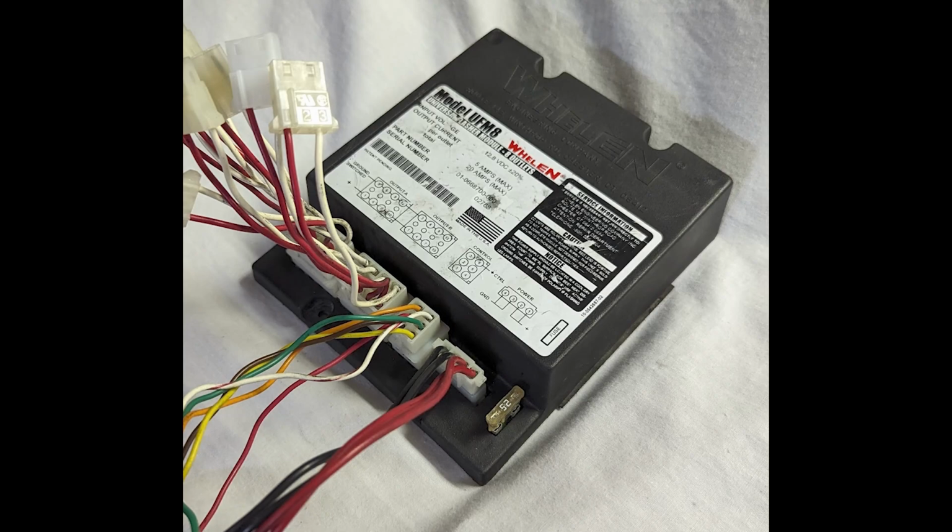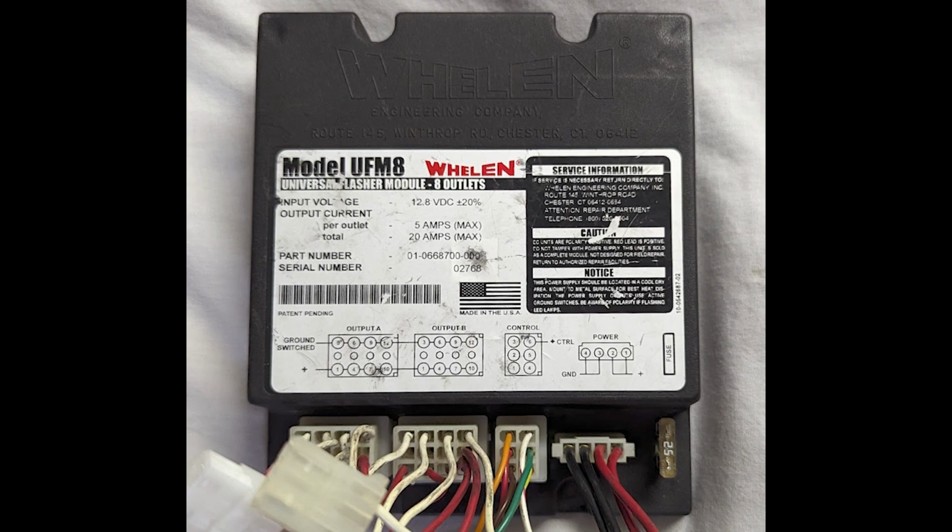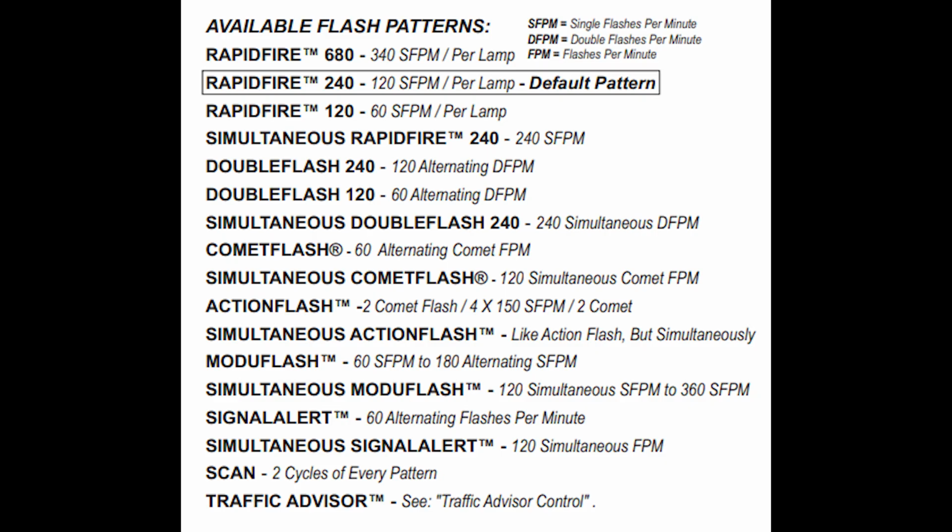So the Whelen flasher I got is one that people are familiar with, the UFM8, which is actually an LED or a halogen flasher, and it's got some pretty basic Whelen flash patterns on it, and also a traffic advisor, which I'll demonstrate all of here.